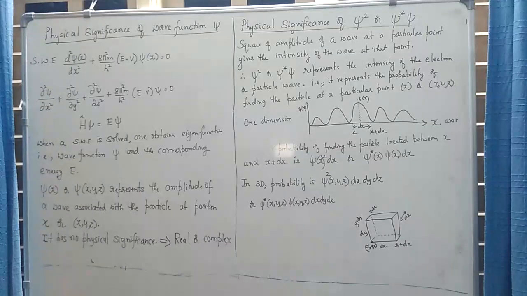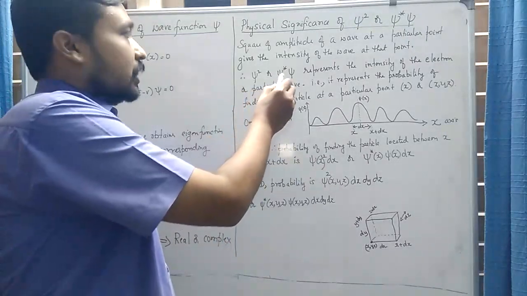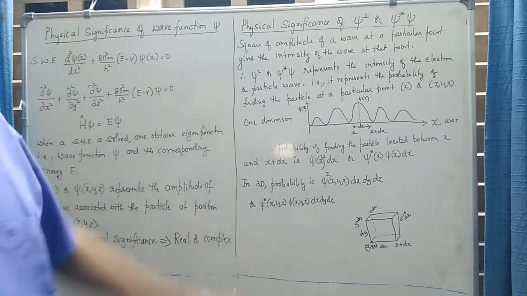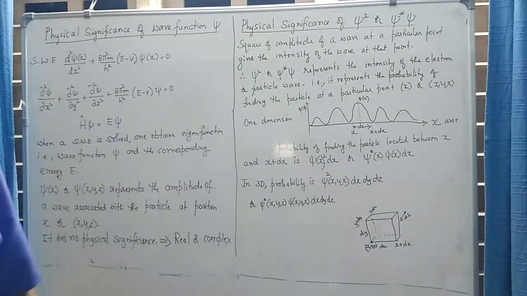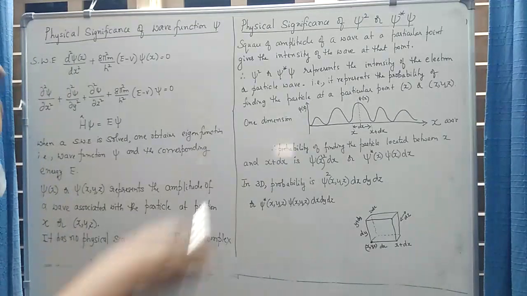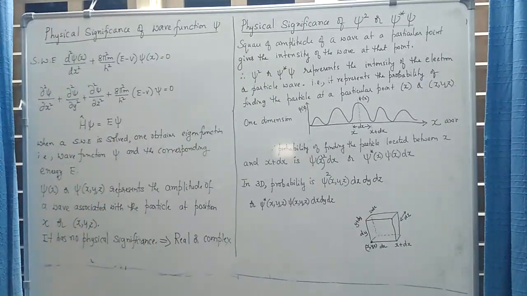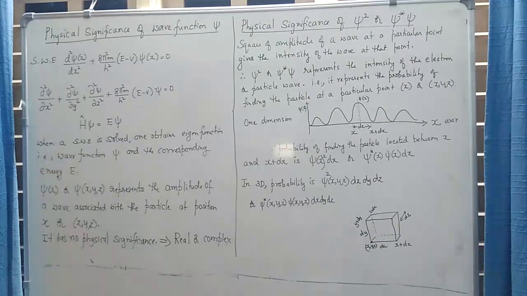Now two things we have to consider here. Why for a real function do we consider psi square, and for a complex function psi star into psi? Because this psi square or psi star into psi represents probability, and probability is always a real number. Probability cannot be a complex number. If psi is a real function, psi square will always be a real number. But if psi is a complex function, then psi square may lead to a complex number, and probability cannot be a complex number, it should always be a real number.